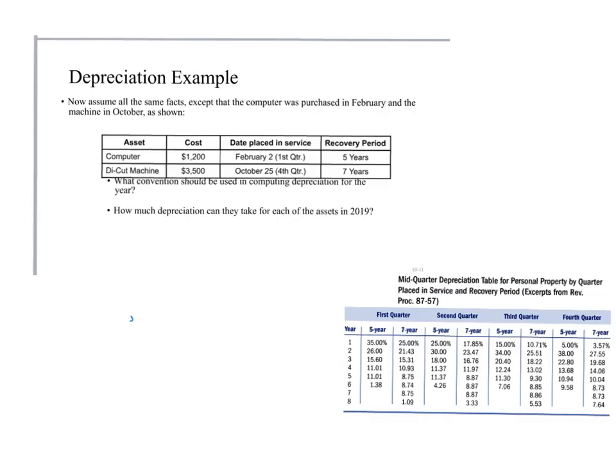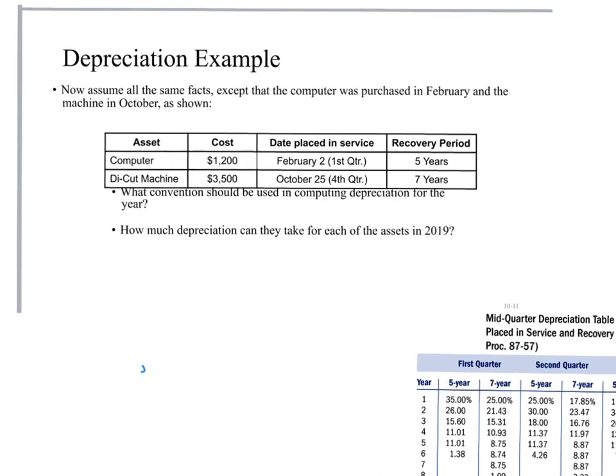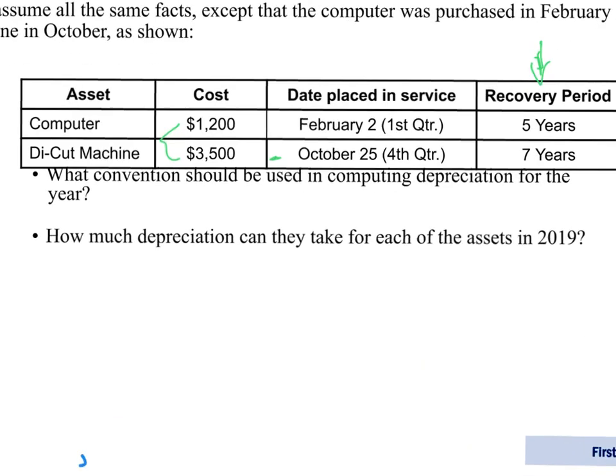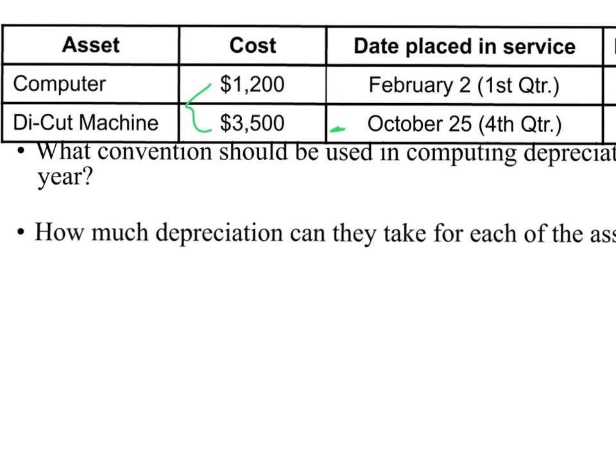All right, so now we've changed our situation just a little bit. Okay, we've got the same facts, so we have the same recovery periods. Those have already been given to us, but now we've changed our dates placed in service. Okay, we still have the same $4,700 of equipment, but now if you'll notice, the die cut machine was placed in service in the 4th quarter, and the computer was placed in service in the 1st quarter. So we have to test for which convention we're going to use.